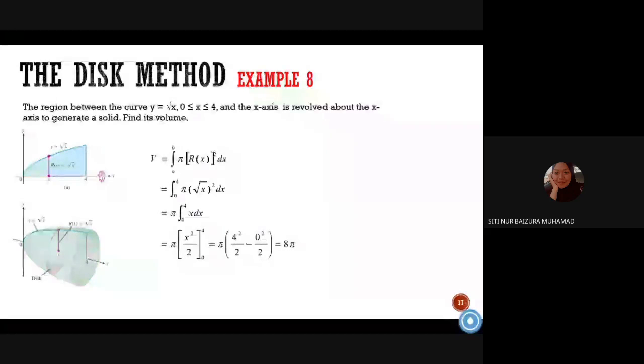But using, okay, this time is revolve about the x axis. Okay, class. Tu yang saya cakap beza tadi. Revolve about the x axis, dia ada lubang ke tak ada lubang, kelas?